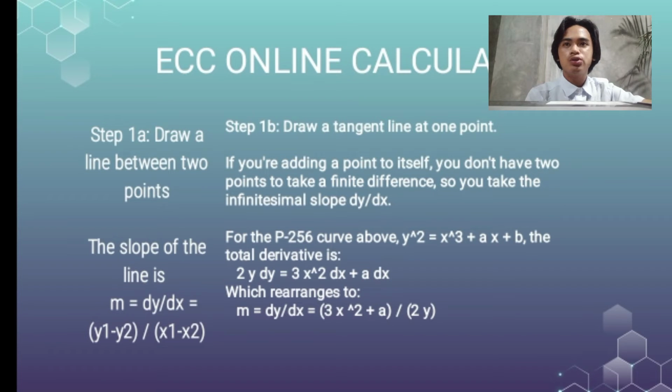If you're adding a point to itself, you don't have 2 points to take a finite difference, so you take the infinitesimal slope dy/dx for the P-256 curve above. y squared equals x cubed plus ax plus b. The total derivative is 2y dy equals 3x squared dx plus a dx, which rearranges to m equals dy/dx equals (3x squared plus a) over 2y.